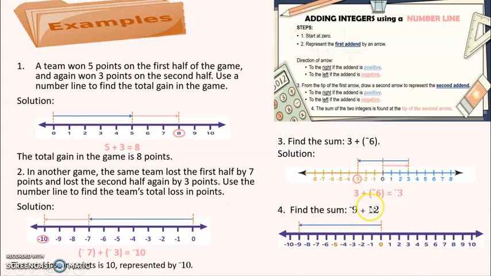Next, our second addend is positive 12. We start at the tip of our first arrow, but we move to the right because 12 is positive. From here, we count as we jump: 1, 2, 3, 4, 5, 6, 7, 8, 9, 10, 11, 12. So we stop at positive 3. Therefore, their sum is positive 3. So we say negative 9 plus 12 is 3.